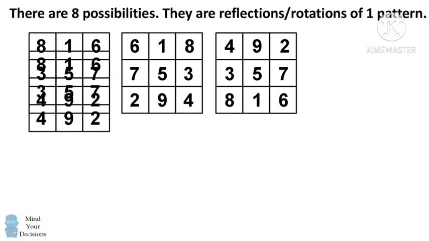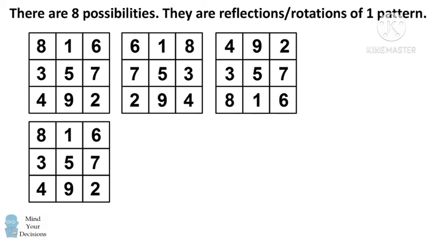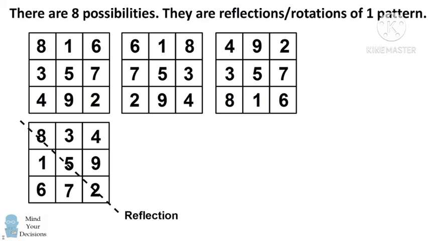Let's make a copy of the first square again. Now I'm going to do a reflection across the diagonal. So this will exchange all the numbers that are across the diagonal with each other. This is another magic square that was in our list.